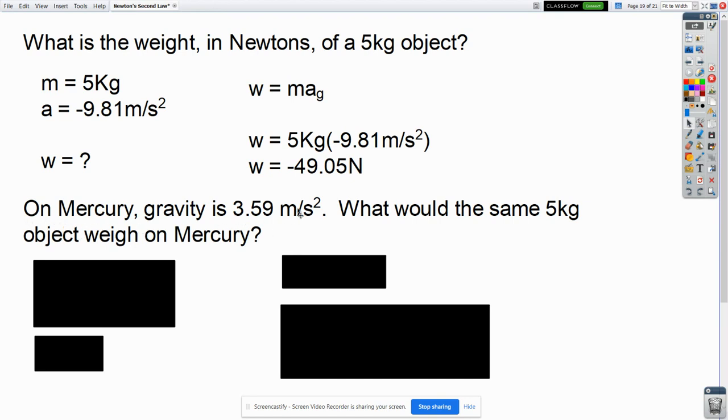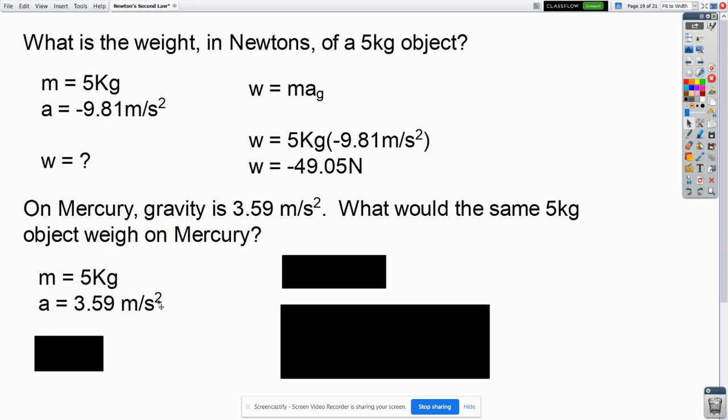Now, if we did change our location, and instead of being on Earth, moved somewhere like Mercury, that acceleration number would change. Earth is 9.81 meters per second squared. Mercury is 3.59 meters per second squared. It's a smaller planet with a lot less mass, so it has less gravity. That same 5 kilogram object would have a different weight on Mercury.